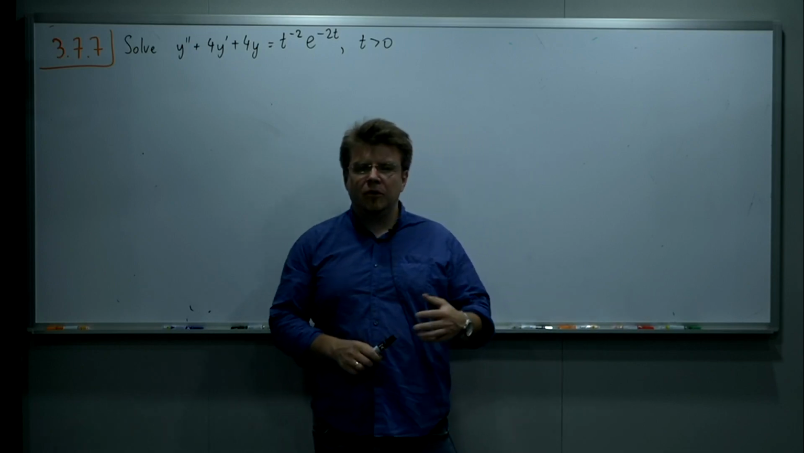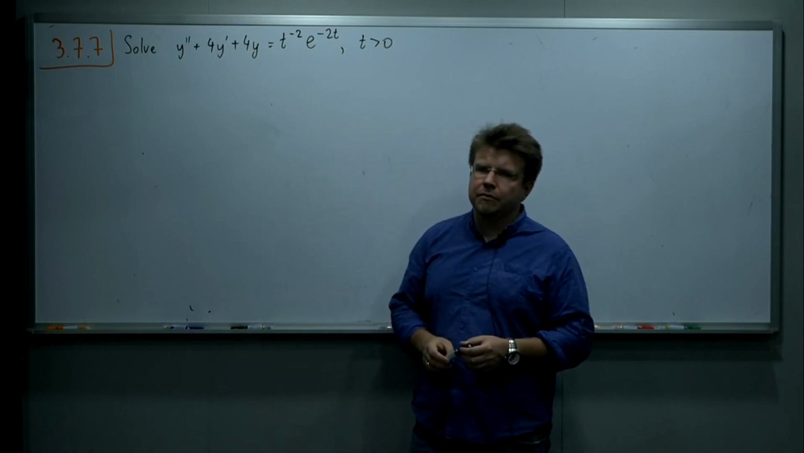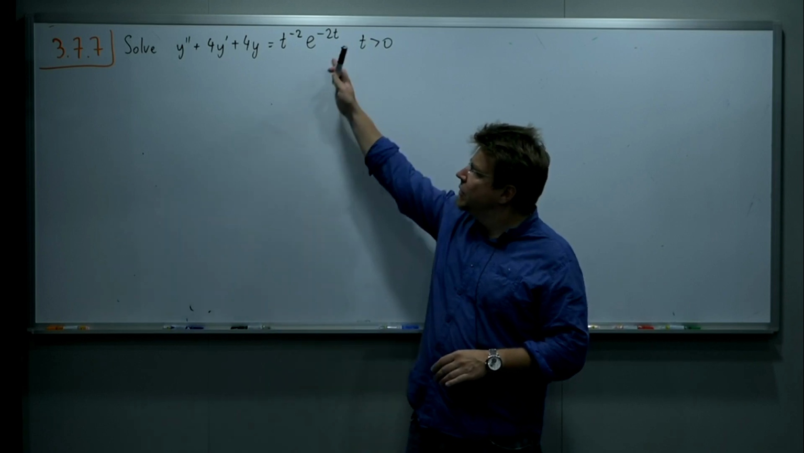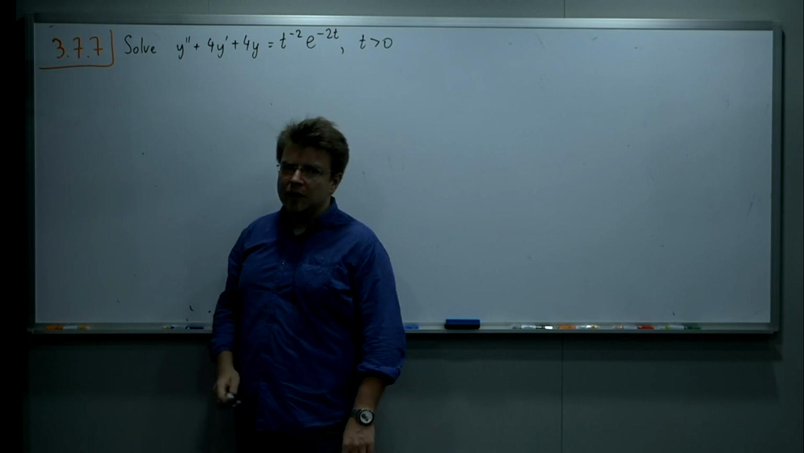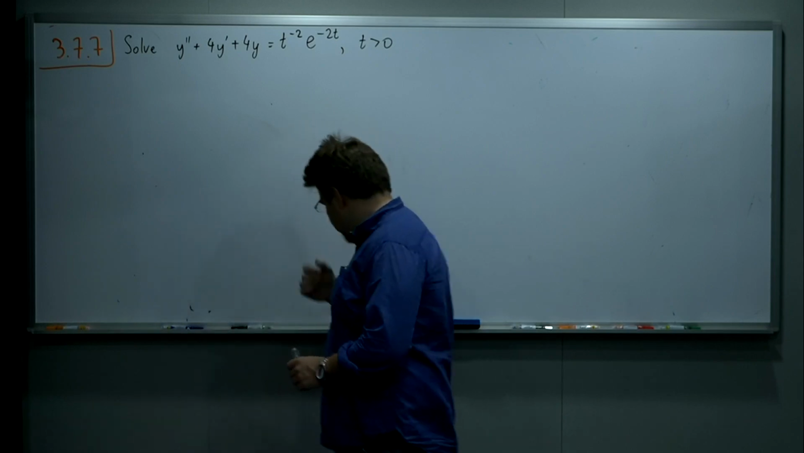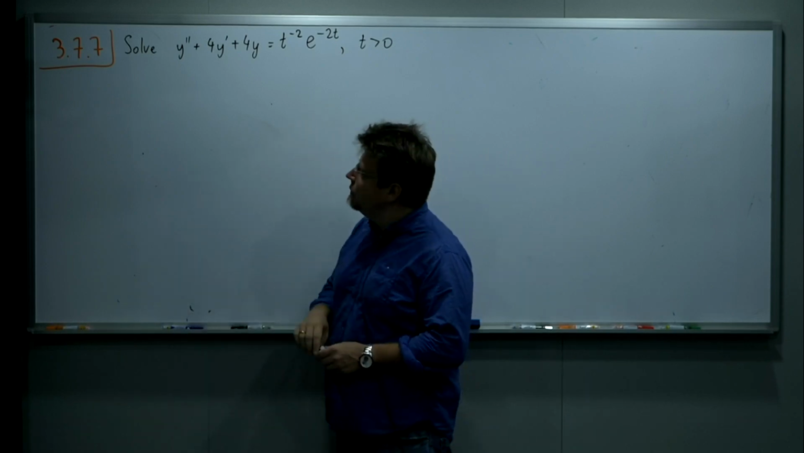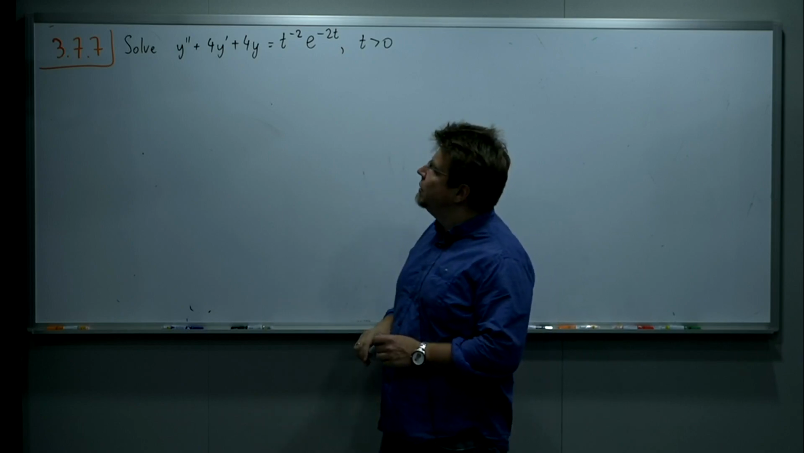Hello, today I'm going to explain a couple of examples on variation of parameters. So here is my first example. It is from the textbook. It is 3.7.7 from the textbook. So how do we solve a non-homogeneous second order linear differential equation?